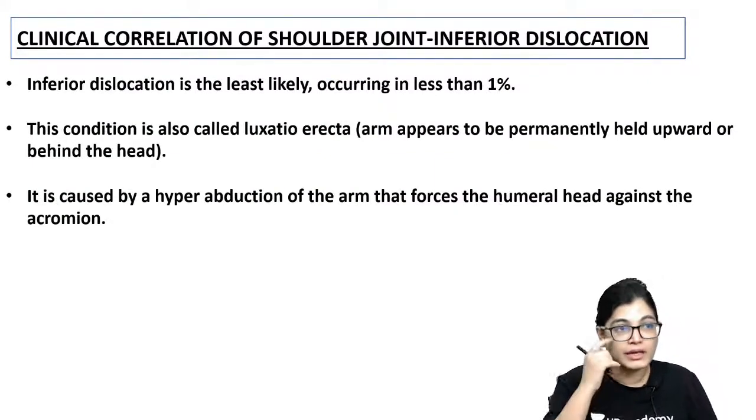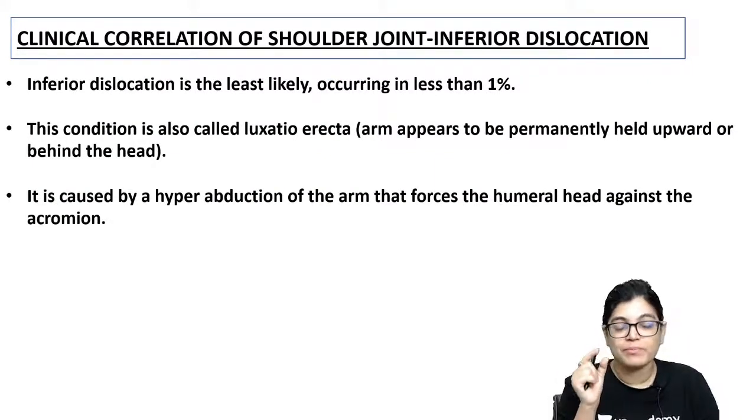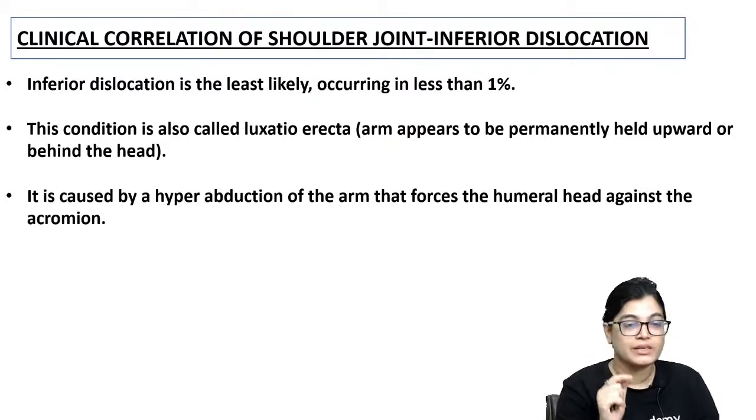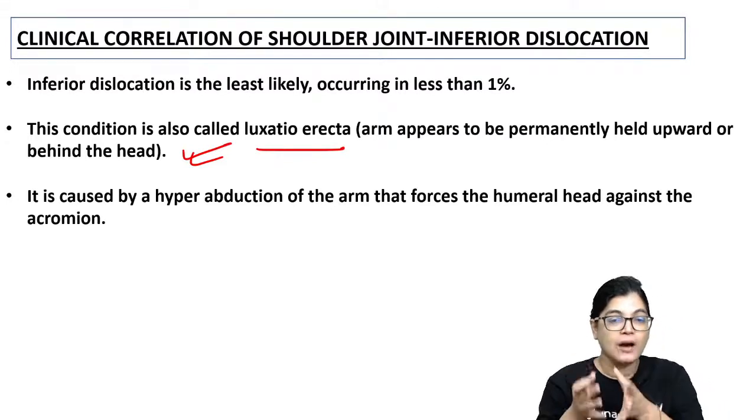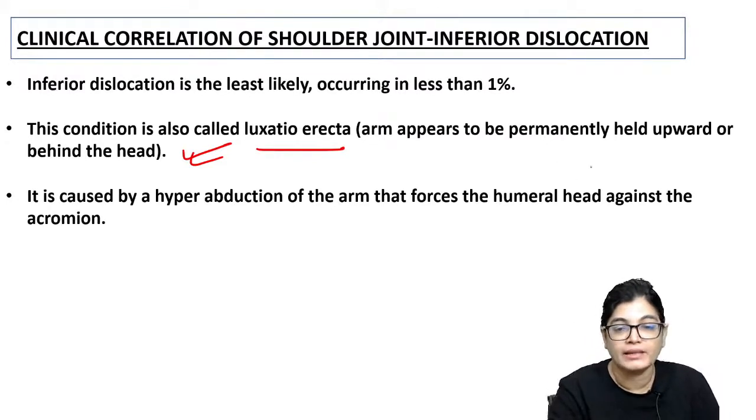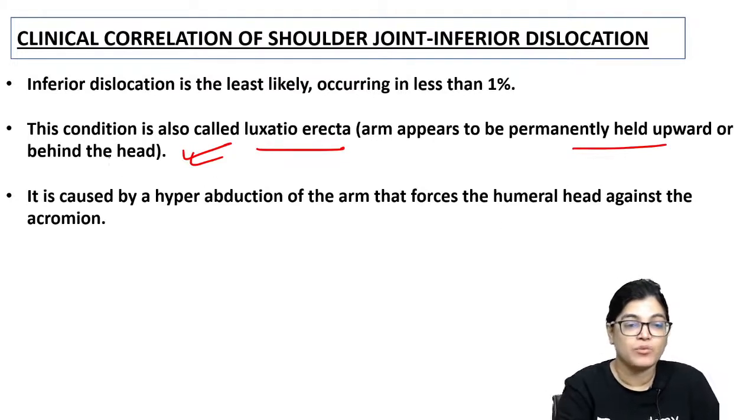So one more thing, what is the particular name? There is a particular name given to this rare kind of dislocation, that is inferior dislocation, and the name is luxatio erecta, in which the arm appears to be permanently held upwards and behind the head.